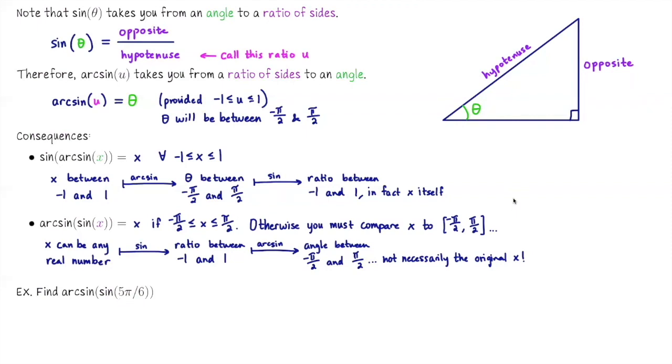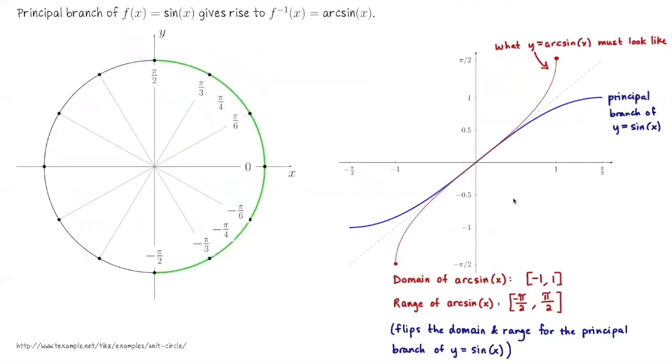So let's do an example where we find arcsine of sine of 5 pi/6. Here, of course, I've chosen a value which is not between -pi/2 and pi/2. 5 pi/6 is outside of that interval, so in order to evaluate this composition, we have to work back on the unit circle. Okay, so here's the unit circle on the left. Here's 5 pi/6 over here in the second quadrant. The sine of 5 pi/6 is a positive number. In fact, it's 1/2.